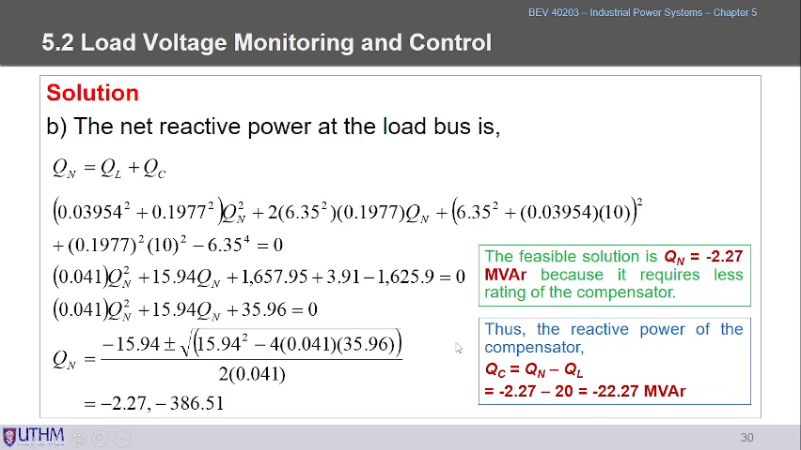And then we know that Qn is equal to QL plus QC, and we want to find QC. So QC is equal to Qn minus QL. Our Qn is minus 2.27, and QL is 20. So to compensate the voltage loss and the voltage drops, we need an additional minus 22.27 megavar as a compensator.